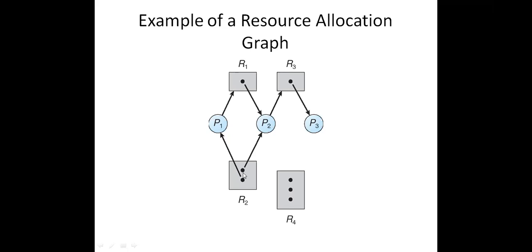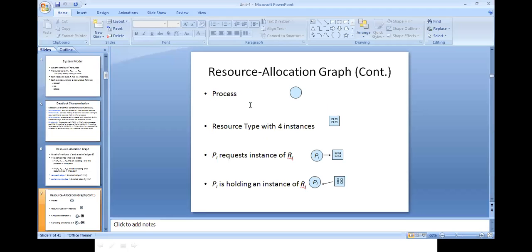And then here we observe there are two R2 type resources. One resource is allocated to P2 and one resource is allocated to P1. Is there any cycle in this particular graph? There is no cycle. Okay. Here, if you observe, is there any cycle here? No. I will draw it for you.